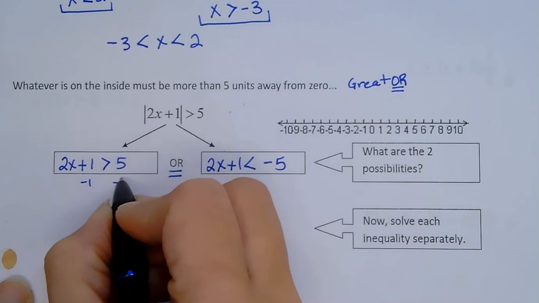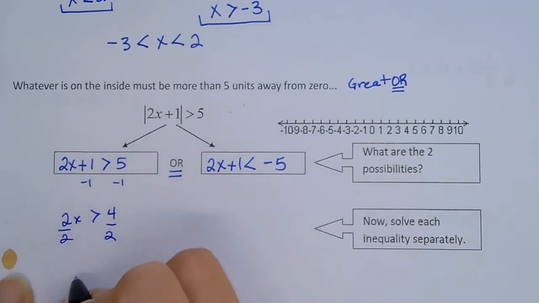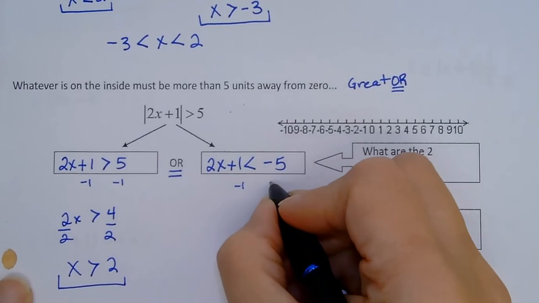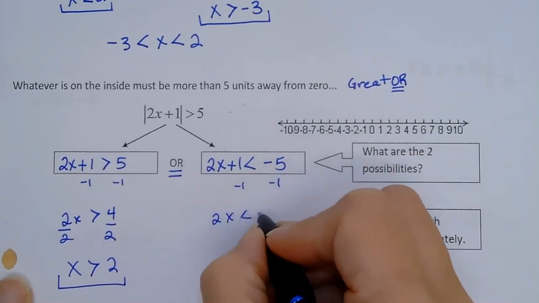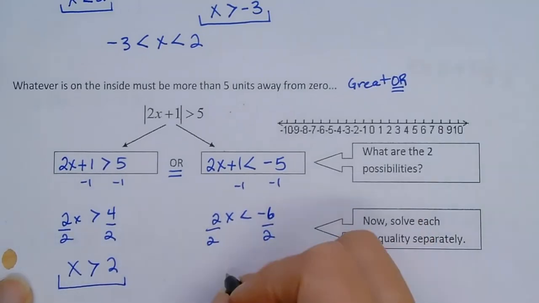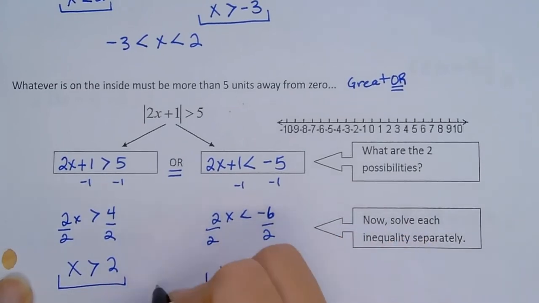So I'll subtract 1 from each side. I have 2x is greater than 4. Divide each side by 2. X is greater than 2. That's one part of my information. Over here, subtract 1 from each side. I have 2x is less than negative 6. Divide each side by positive 2. I'm dividing by a positive, so I'm not flipping any signs here. X is less than negative 3. That's the other part. It is OR.